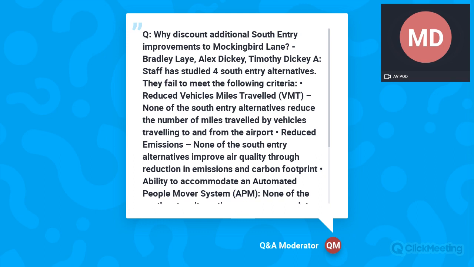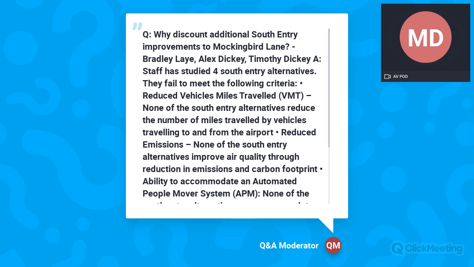Why discount additional south improvements? The south entry really doesn't work. I know I saw in one of the chats, there isn't a way to go below grade because of the utilities, and there's not a way to do a grade separation in the air. So we couldn't do a flyover, which quite frankly would be the easiest. We are height restricted because of the runways. There's just not a way to do it.